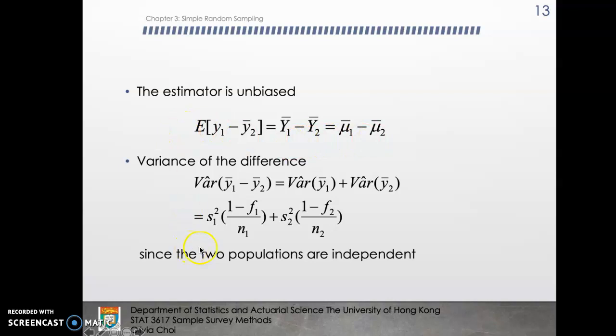Since the two populations are independent, the variance of the difference is indeed the summation of the variance of y1 bar plus the variance of y2 bar. It depends on whether we have the true variance or we use the estimated variance. So that's the formula for the estimated variance.